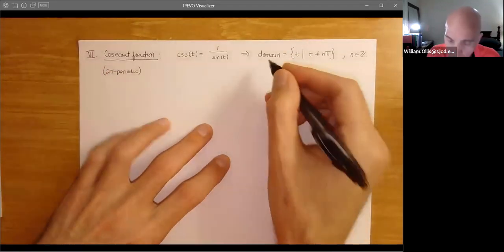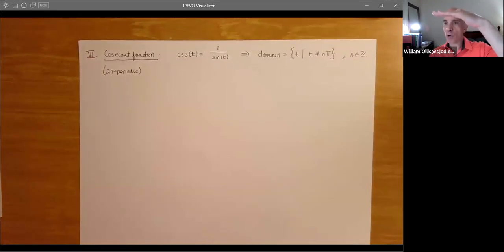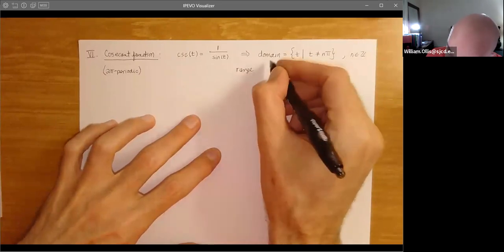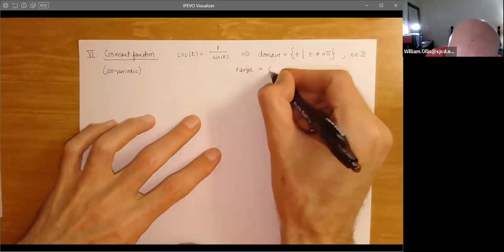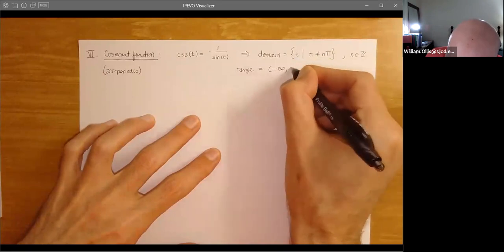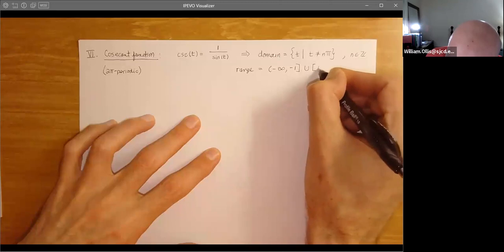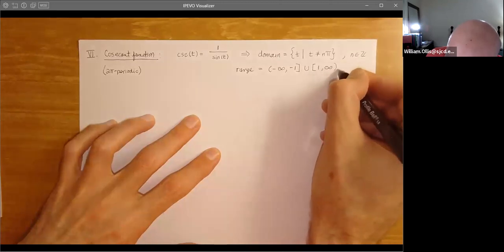And then, of course, just like before, the sine function is bounded between -1 and 1. And as we start reciprocating, we do the same thing. The numbers between -1 and 1 move outside of the interval. So again, we have the range, just like the secant function, will be -infinity to -1. Then we have the gap to 1, infinity.